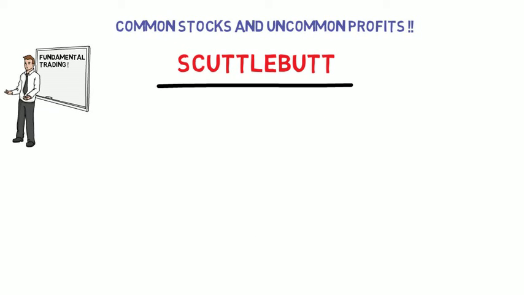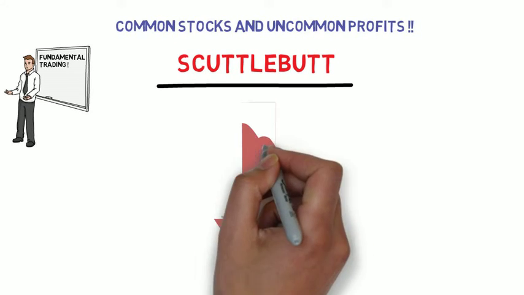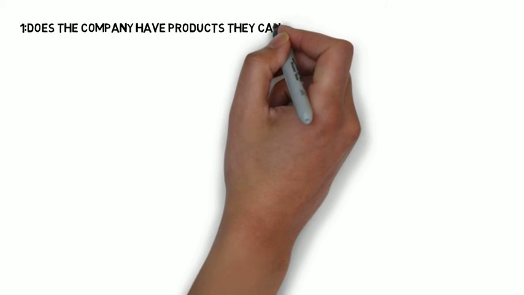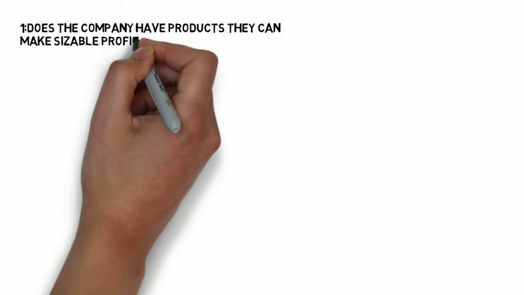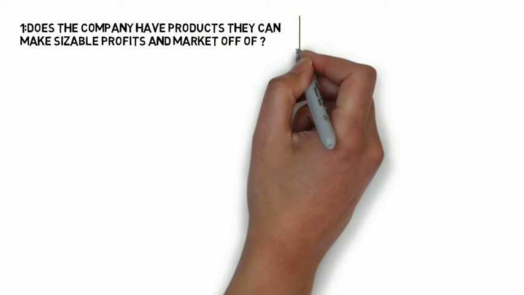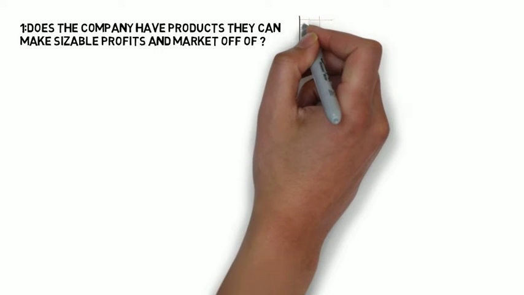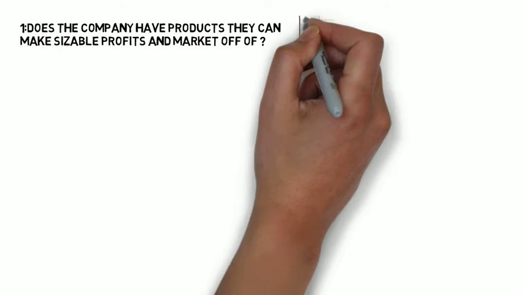stock. The first point being, does the company have products they can make sizable profits and market it? Now, when he talks about doing this, he also mentions that when you look at their balance sheet and their annual reports, you want to look at their yearly income to make sure there's an increase, and actually not just 1 year, but multiple years at a time to make sure that they're growing at least every 3 years.